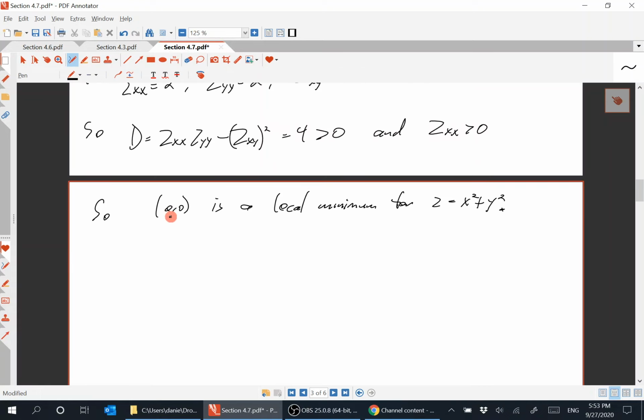How about the following? Something where we don't know where the critical points are. So let's look at f(x,y) equal to xy minus 1 over x minus 1 over y. Find critical points and determine if it's max, min, or neither.